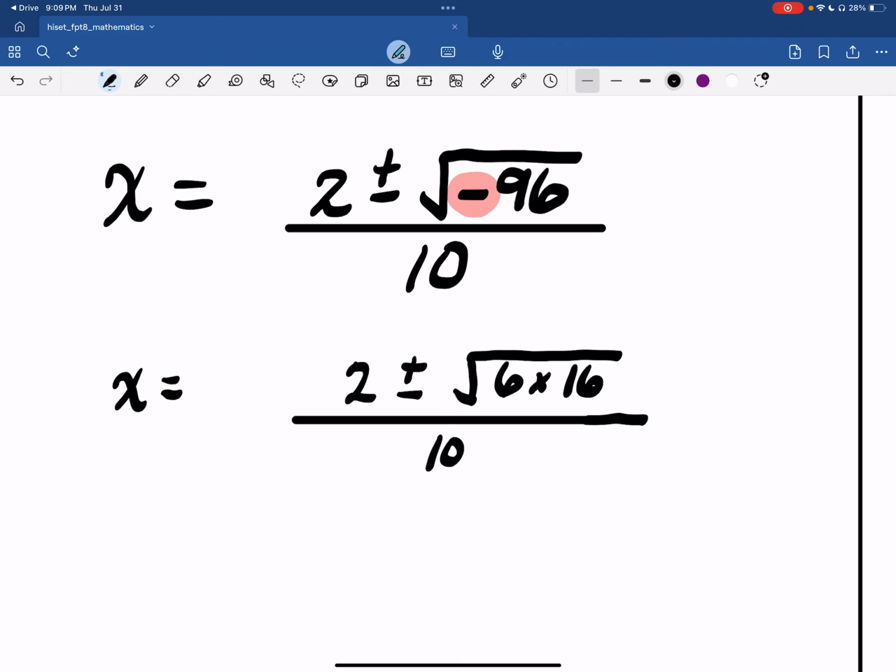My pencil's dying, so let me just drop it on there 1 second and let it charge so I don't, oh, it's 20%. We're okay.